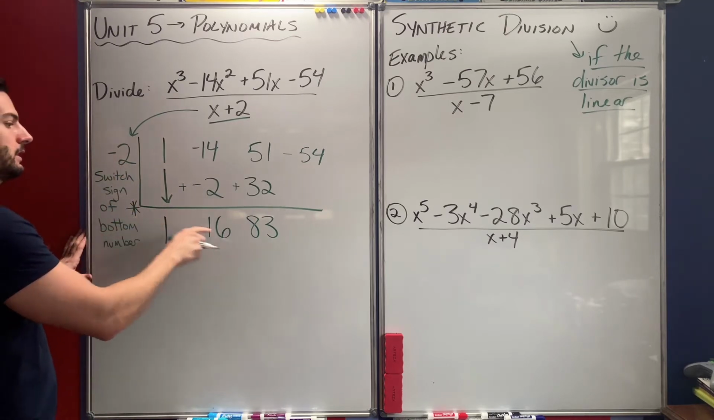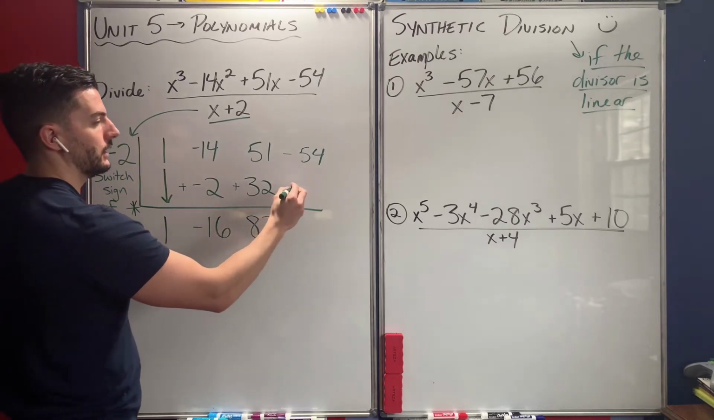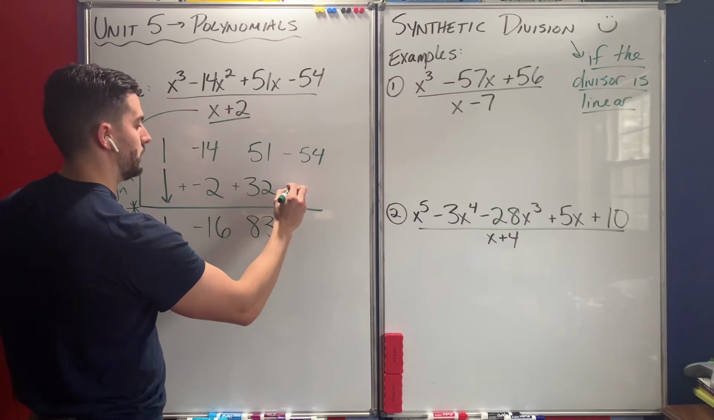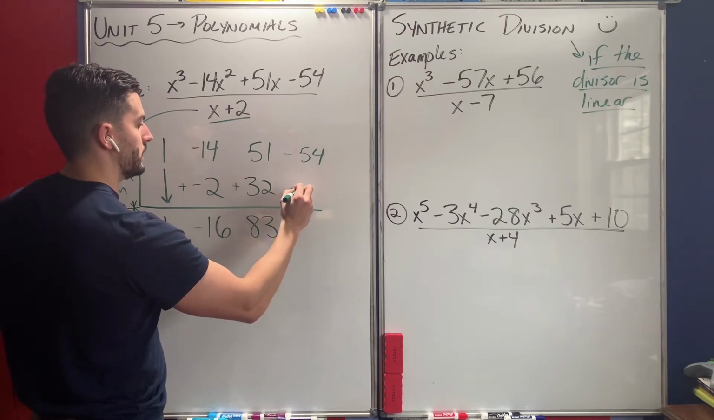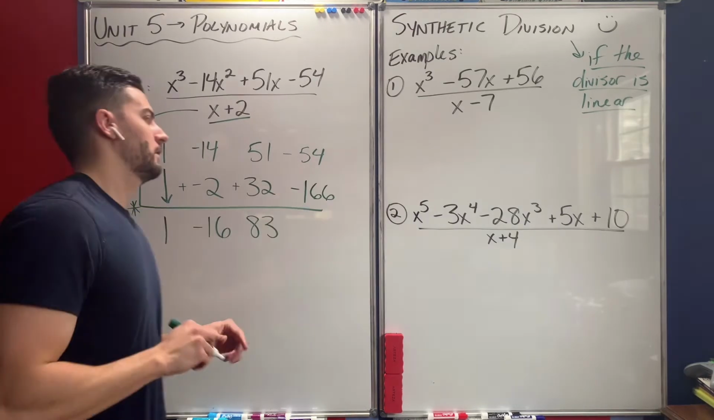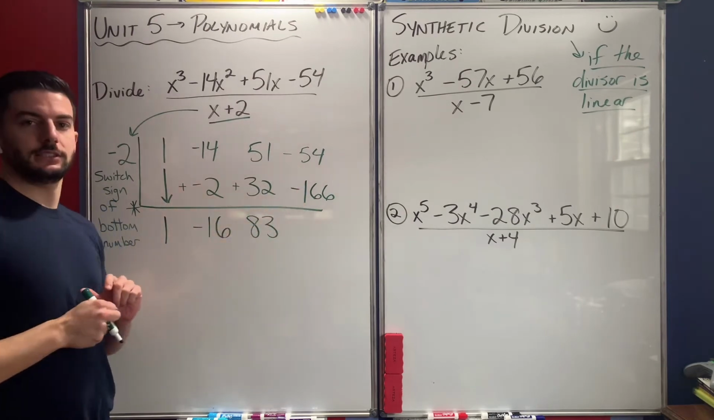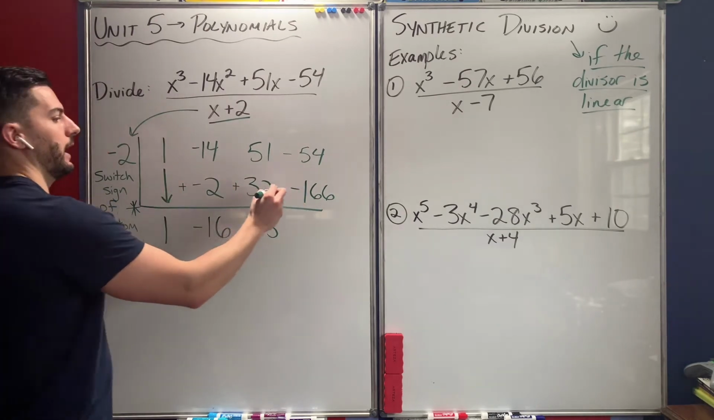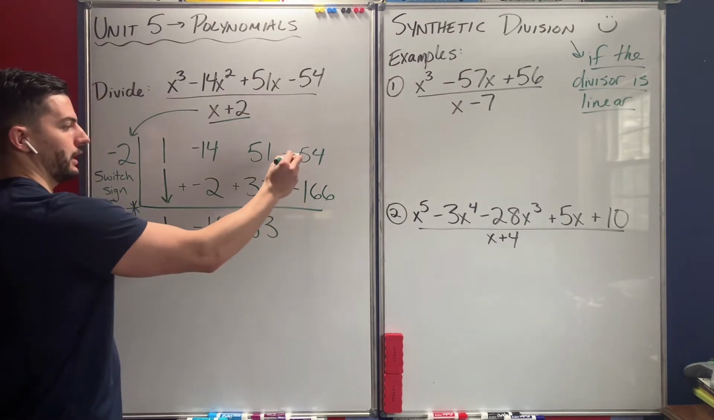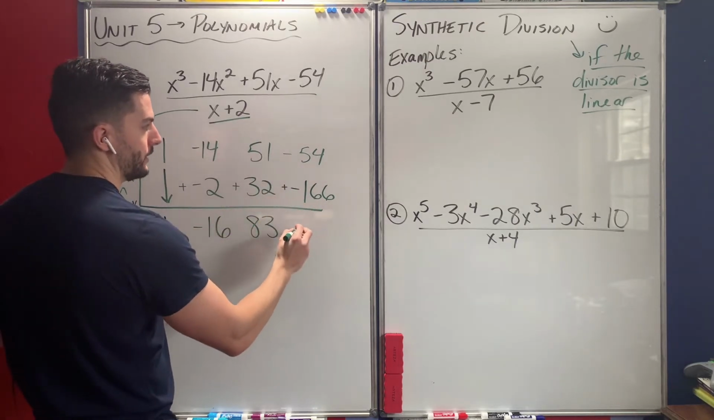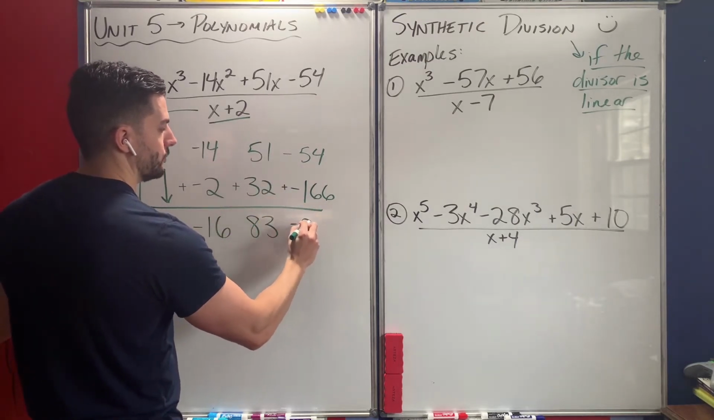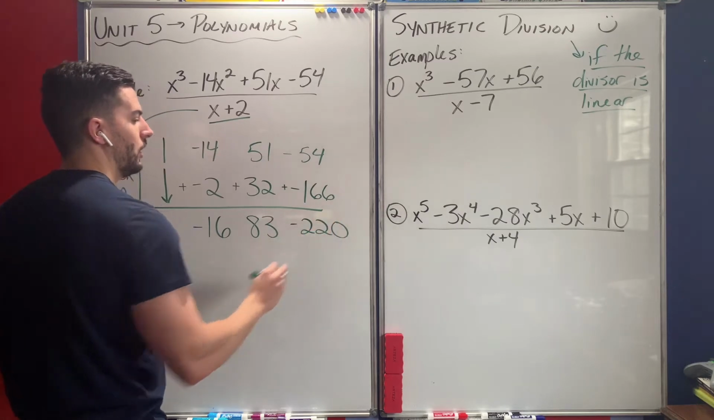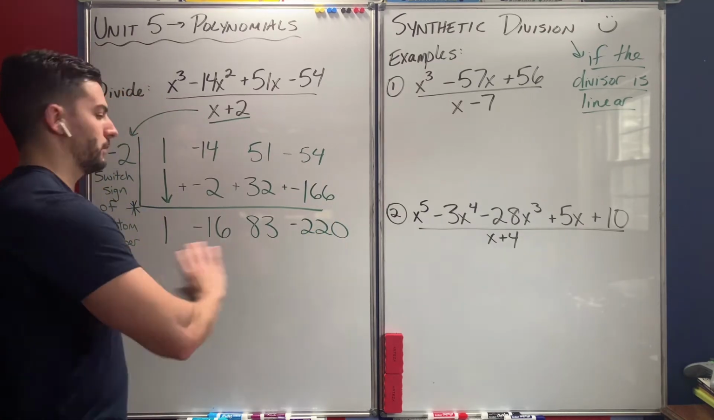Negative 2 times 83, I would get negative 166. Okay, so I would get 166 there. And then I would add down here, so negative 54 plus negative 166 ends up giving negative 220. Okay, so I have all these numbers. Now what does this mean?